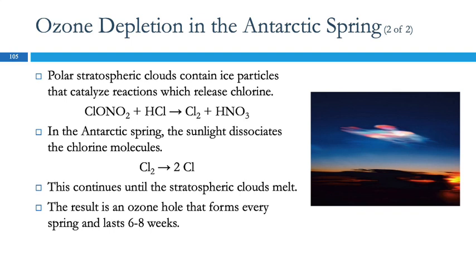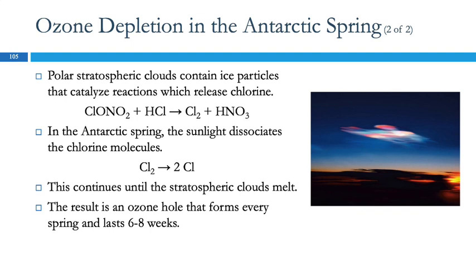But something interesting happens over the South Pole. We get these polar clouds that have ice particles in them. And the ice particles catalyze the release of chlorine from these compounds that are holding it captive. So the ice particles are a heterogeneous catalyst for this reaction, which releases chlorine from these different compounds. In the Antarctic spring, there's more sunshine over the South Pole, and that sunlight dissociates the chlorine gas into chlorine atoms. And these chlorine atoms destroy the ozone in that area, so we get this big hole that forms every spring and lasts around 6 to 8 weeks, and then it goes away. And it's from these clouds that are catalyzing the release of chlorine from these compounds.